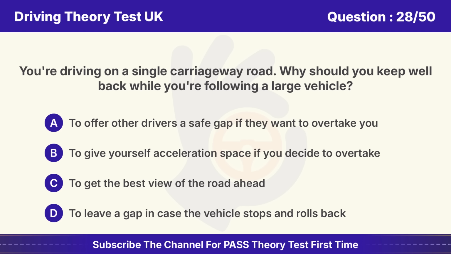Question 28. You're driving on a single carriageway road. Why should you keep well back while you're following a large vehicle? Option A. To offer other drivers a safe gap if they want to overtake you. B. To give yourself acceleration space if you decide to overtake. C. To get the best view of the road ahead. D. To leave a gap in case the vehicle stops and rolls back.